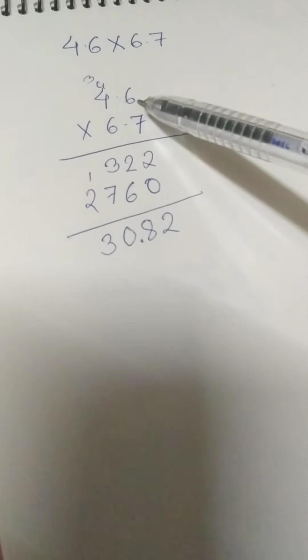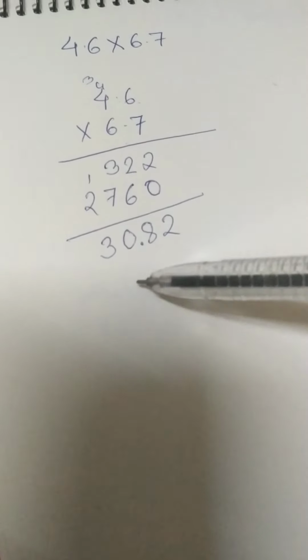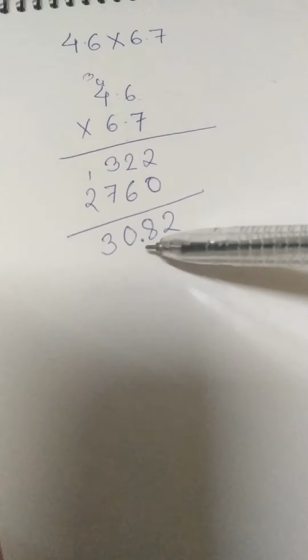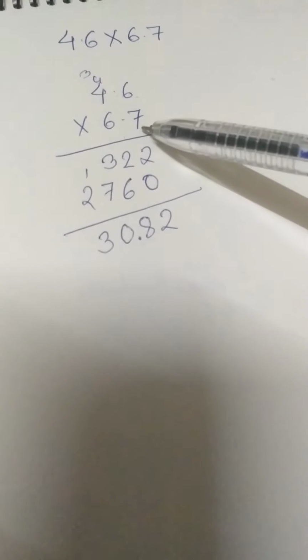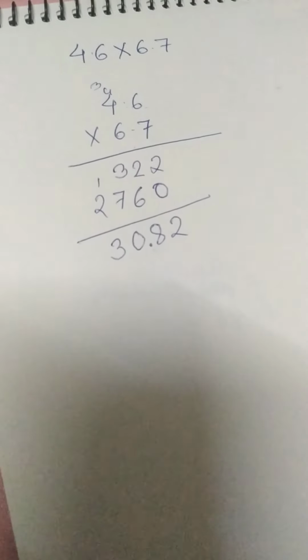The different thing is we need to count after the decimal how many numbers are there. So in my answer also we will place the decimal in such a way that the number of digits after the decimal is maintained. So after the decimal here are 2 digits, so in my answer also after the decimal there are 2 digits. Got it?